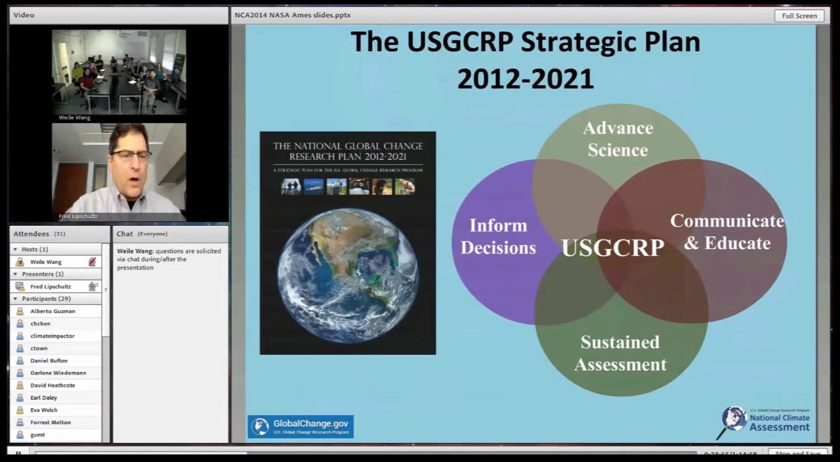And so part of the law also requires us to produce a strategic plan every 10 years. So the most recent one came out in 2012. And now we have 4 pillars corresponding to those components that I just described from the law. The advanced science pillar is the basic research that we've always done and continues to represent the largest component of the USGCRP budget, which in the federal government is about $2.6 billion.